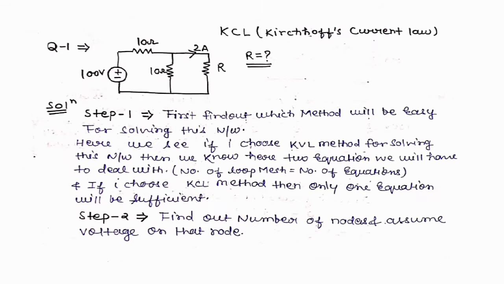So this is the first question, and here we see in what approach we will solve the electrical network by using Kirchhoff current law. Here you see the network: a 100-volt source is connected with a 10 ohm resistance, and one resistance R is connected in parallel with the 10 ohm. A 2 ampere current is flowing through this R ohm resistance, and we have to calculate the value of the resistance.